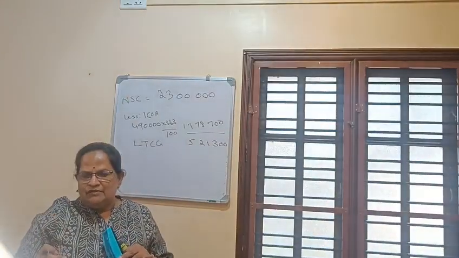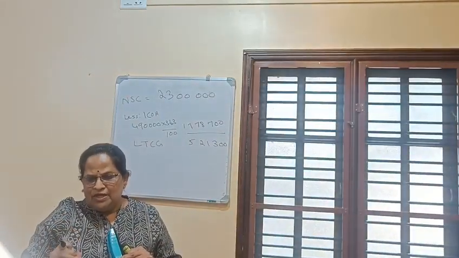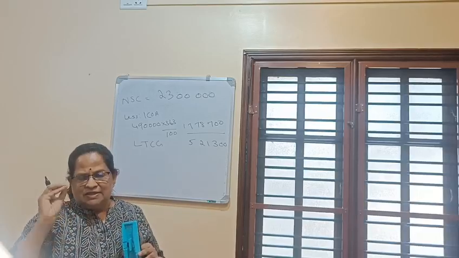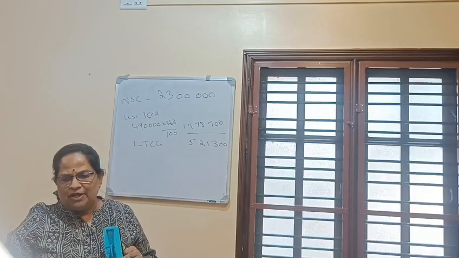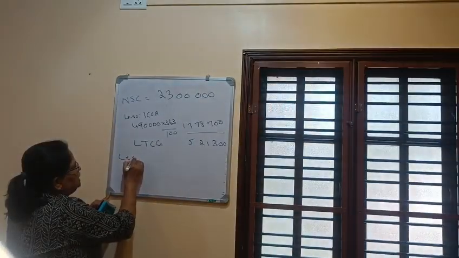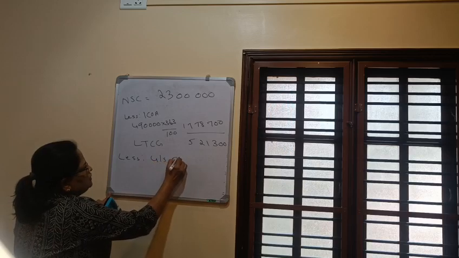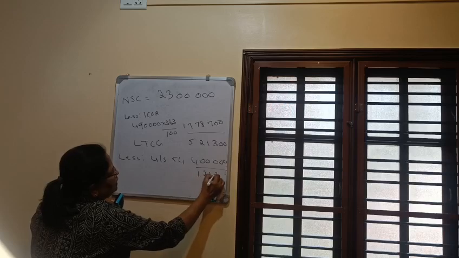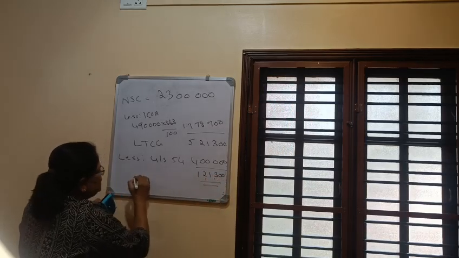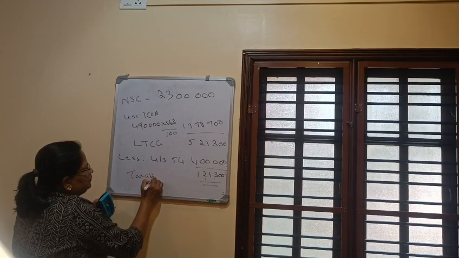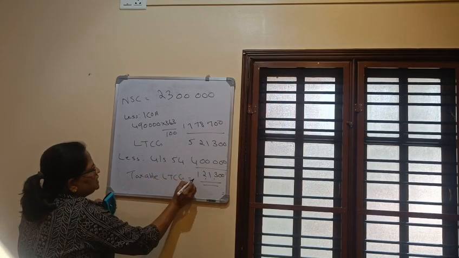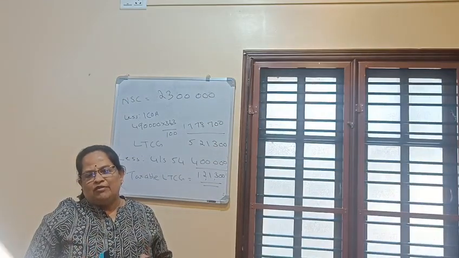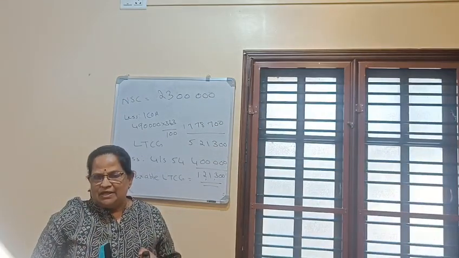Now he has invested in the new house property. Whether it is used by his sister for self-residence, it's the house property in his name, he is eligible for exemption. So less exemption under section 54, 4 lakhs. So here 1,21,300. That is the taxable LTCG, 1,21,300. So this is what I wanted to explain in this module. Happy learning. Thank you.